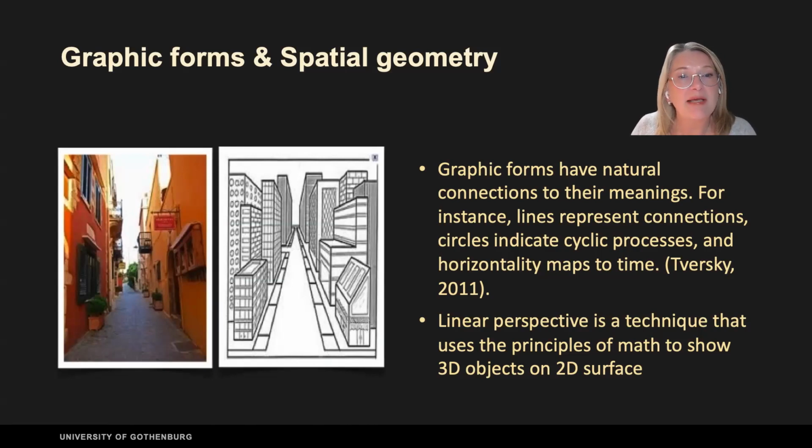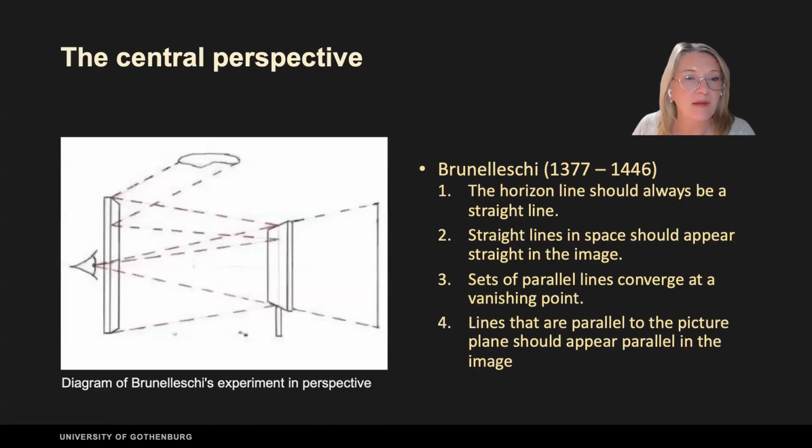The art of representing three-dimensional objects on a two-dimensional plane is called linear perspective. The simplest form of linear perspective is called the one-point perspective, also known as the central perspective. The concept of central perspective was first introduced by Brunelleschi, a renowned Florentine architect who lived from 1377 to 1446.